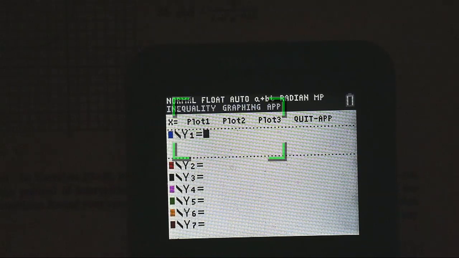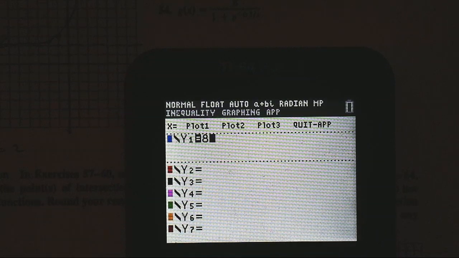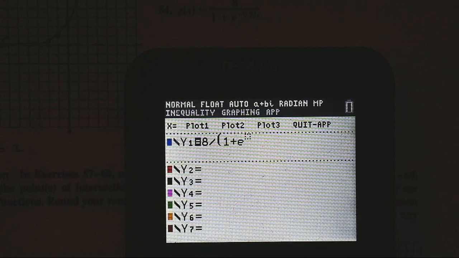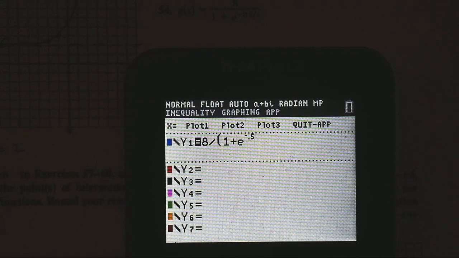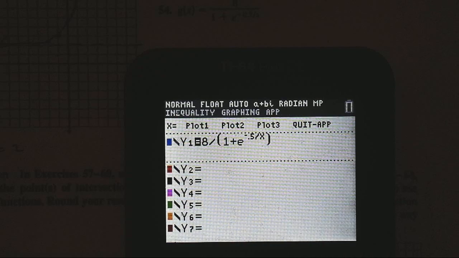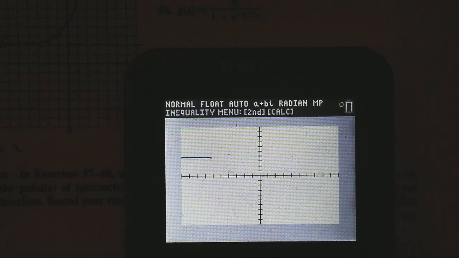All right, I'm going to just have you trust me that I'm typing in the correct function here. So I've got 8 divided by quantity 1 plus e to the negative 0.5 divided by x. And I'm just going to zoom standard that thing, so I'm just going to go straight to graph on this.